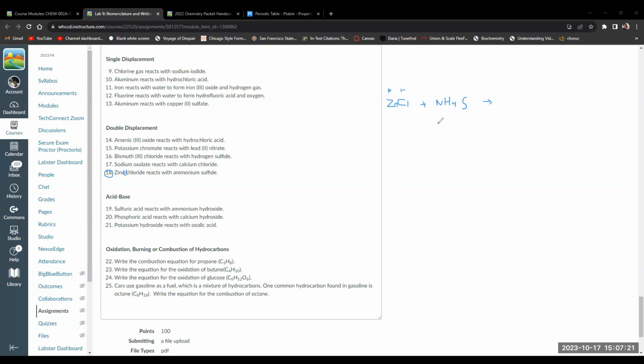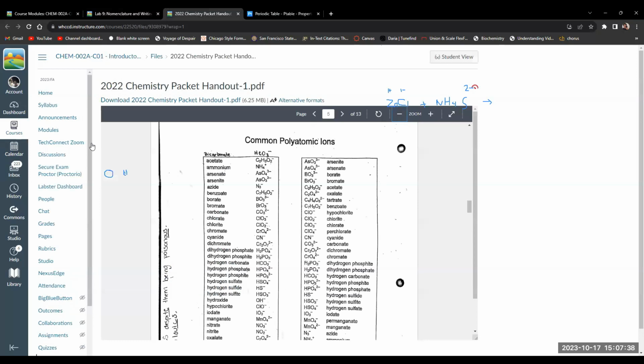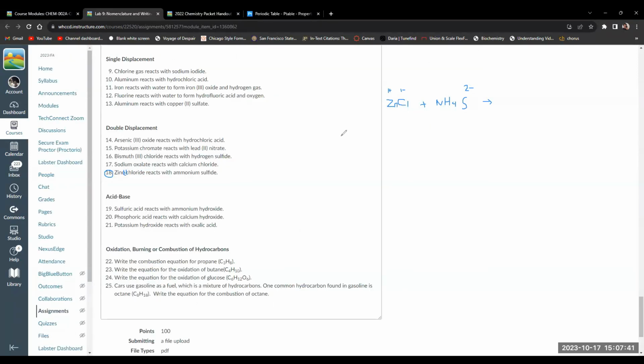Ammonium sulfide. So we know sulfur is a 2 negative, and ammonium is a positive. Is this balanced? No. So we actually need a second ammonium to indicate that it's balanced.